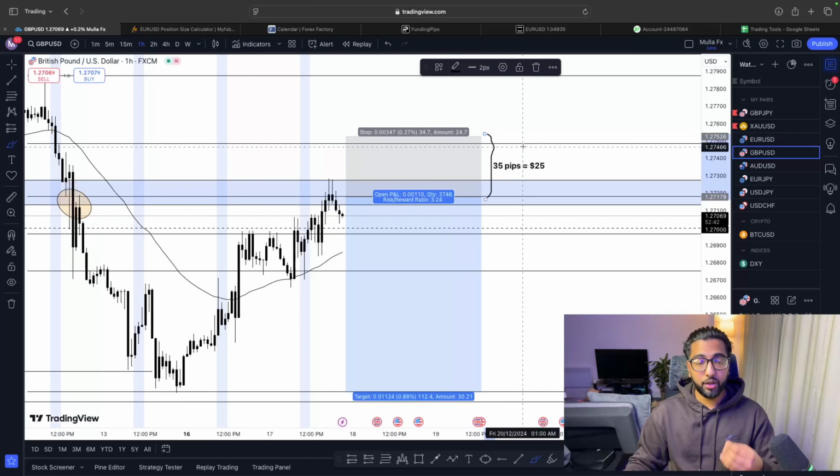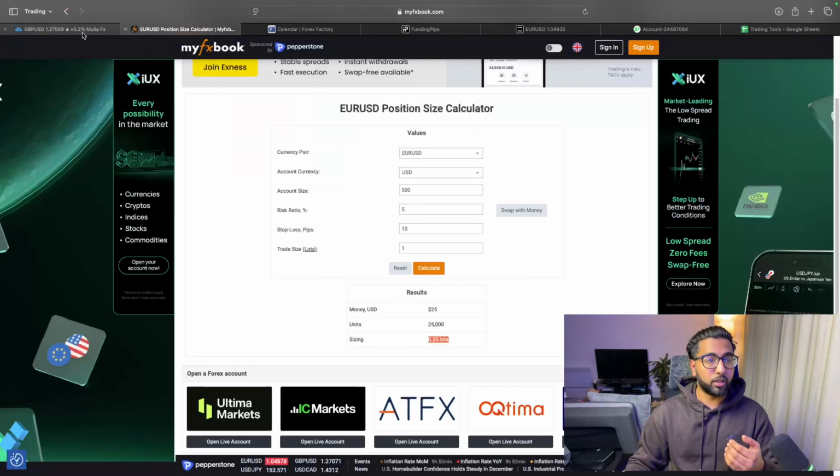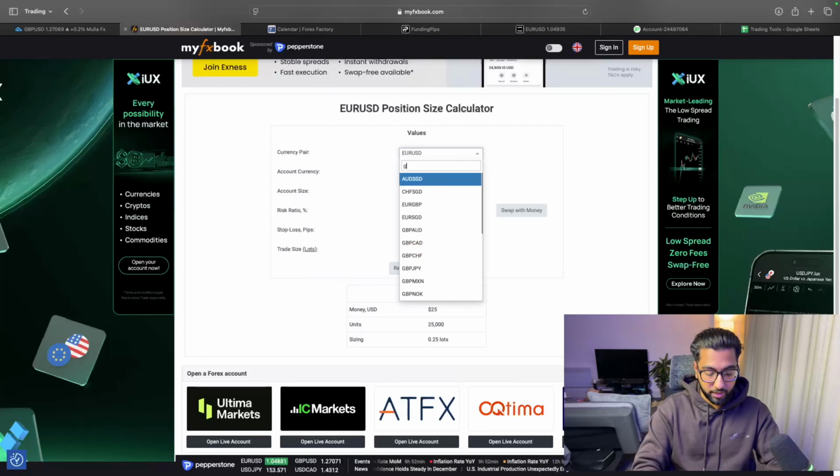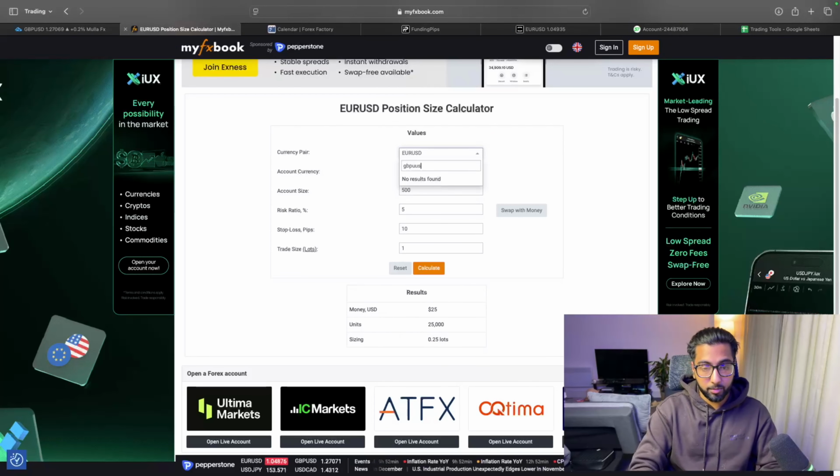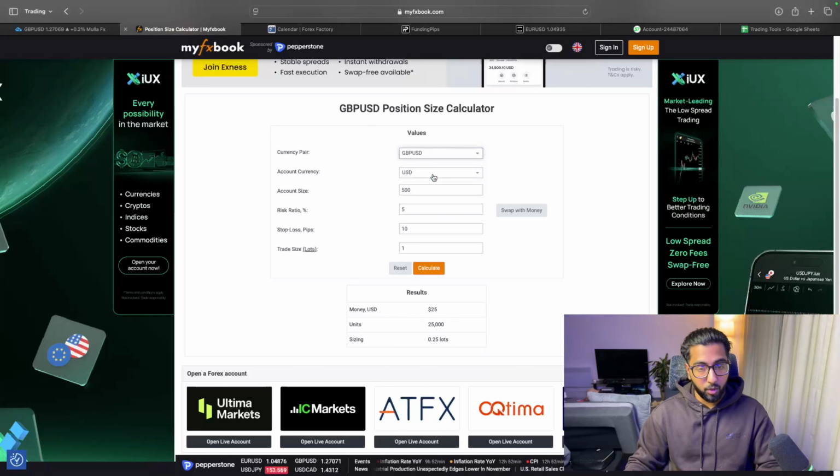Okay, so if we go to our system and we go GBP USD, we can literally write it down as quickly as possible. GBP USD. We don't have to fiddle around with our account size. We don't have to fiddle around with our risk ratio. We can go straight to here. This time we don't have a 10 pip. We have a 35 pip.